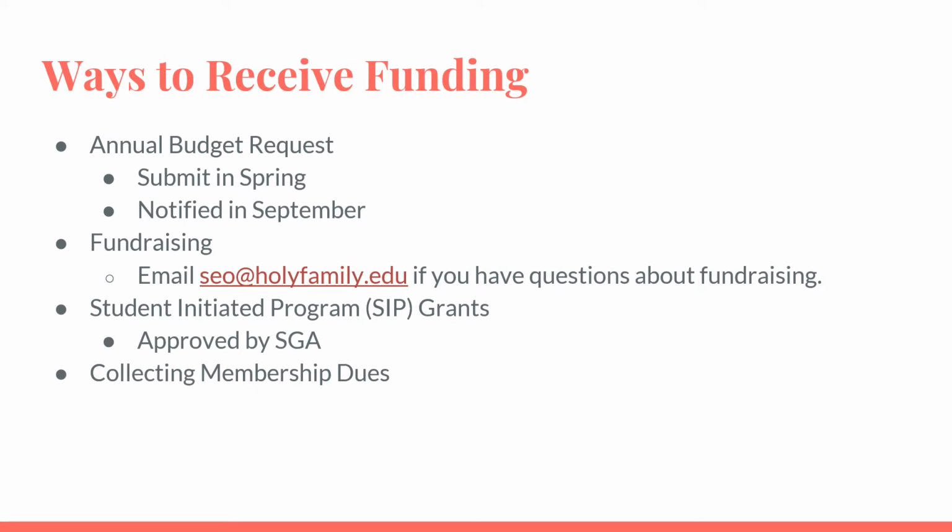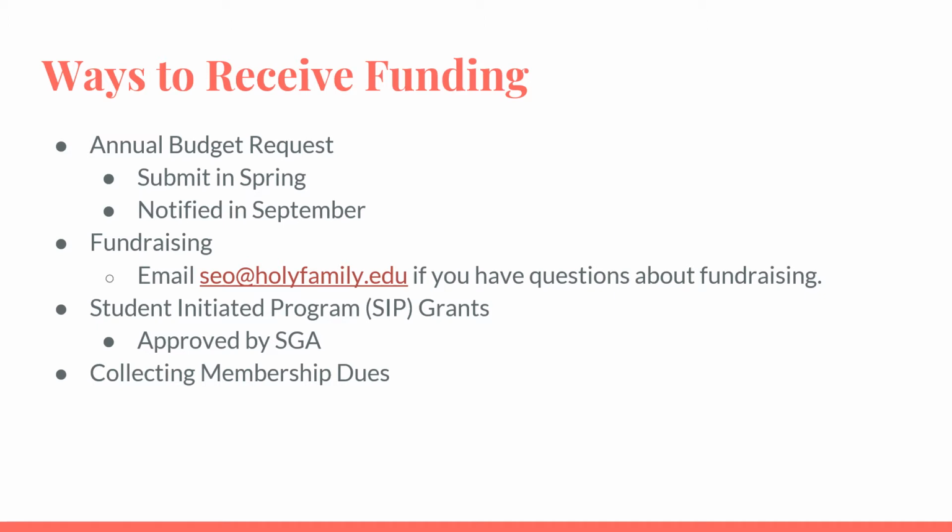There are a few primary ways for an RSO to receive funding. First is by completing their annual budget request form. On this form, your organization lists the budget items you need for the upcoming year, so the Student Engagement Office and Student Government Association can grant you those funds. Over the summer, the Student Engagement Office, in conjunction with SGA, will review all budget requests and will notify organizations on the amount of money they have been allocated by the end of September.